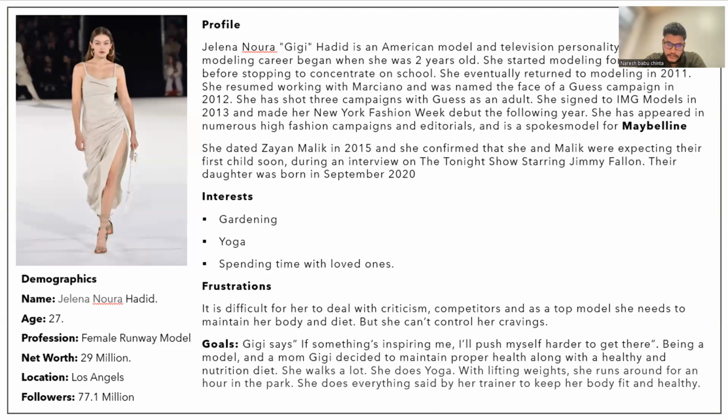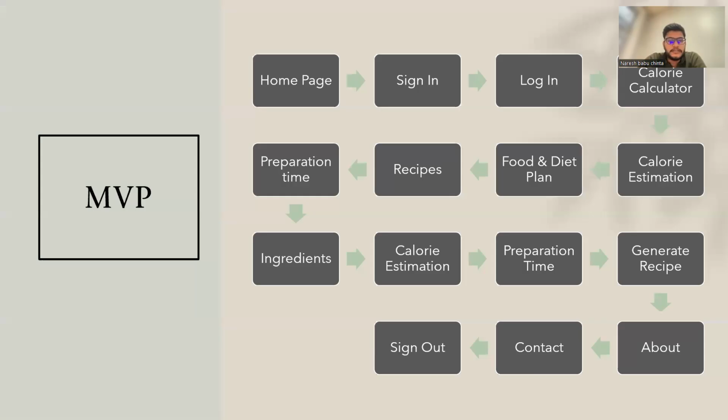It is difficult for her to deal with criticism and competitors. As a top model, she needs to keep her body fit, but she can't control her cravings. Gigi says, if something inspires me, I'll push myself harder to get there. Being a model and a mom, Gigi decided to maintain proper health along with a healthy and nutritious diet. She walks a lot. She does yoga with lifting weights. She runs around for an hour in a park. She does everything said by her trainer to keep her body fit and healthy. Thank you. From here, Mansa will explain.